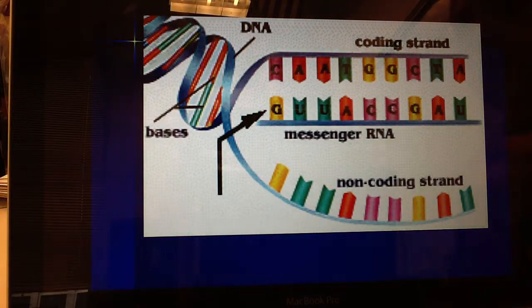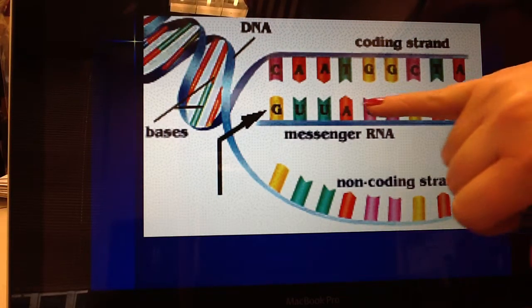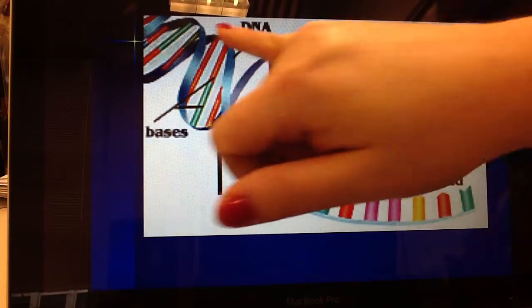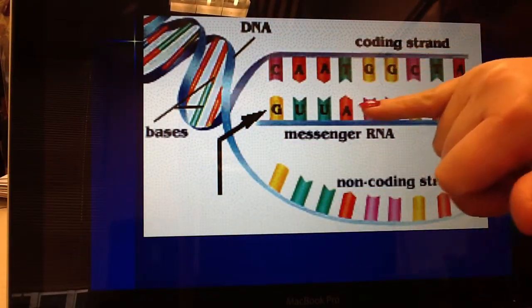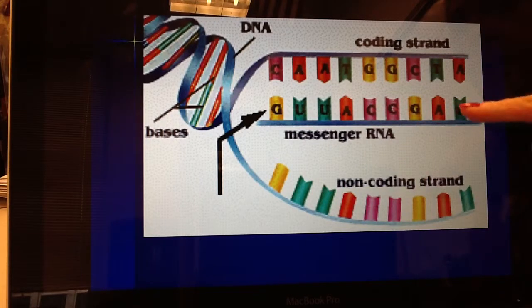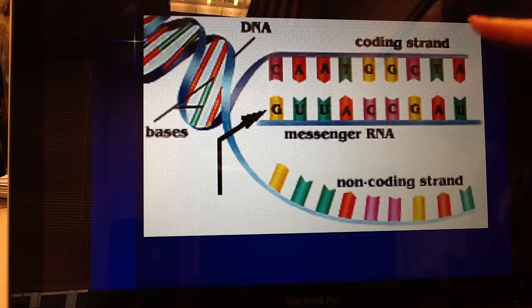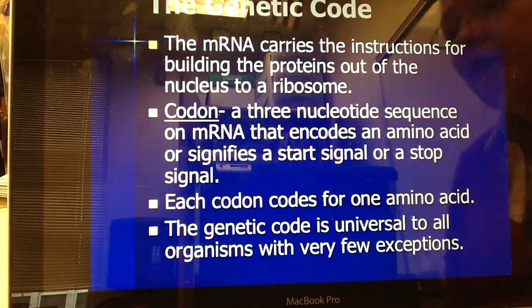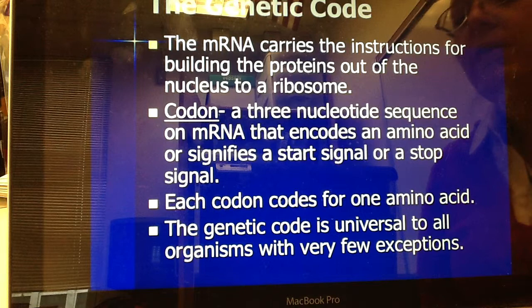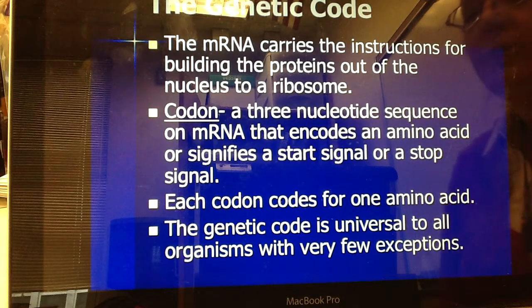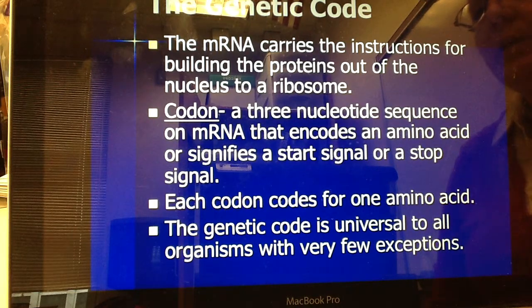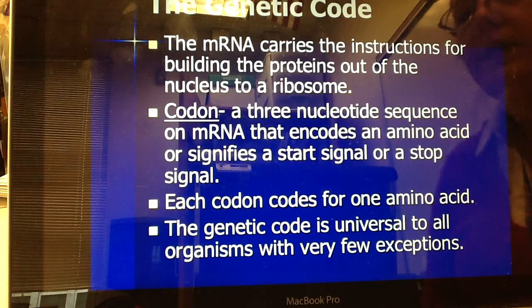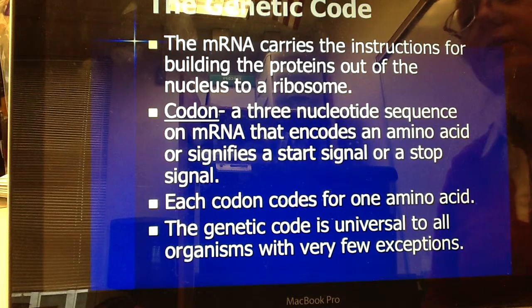As you can see here, the messenger RNA inserts itself in between. So we have the unzipped DNA, and it's only going to copy one side. And that messenger RNA is actually a complementary strand to the DNA that we're going to code for the protein. The genetic code is something we're going to take a look at. The mRNA carries the instructions for building the proteins out of the nucleus to the ribosome. So the genetic code is contained on the DNA, but it's temporarily copied onto the mRNA so it can leave the nucleus out to the cytoplasm where it needs to go to make the protein.